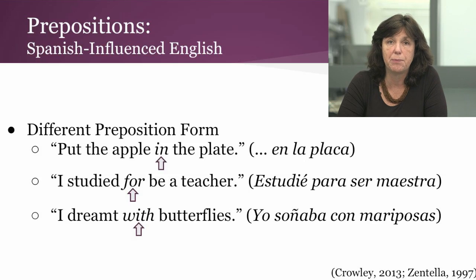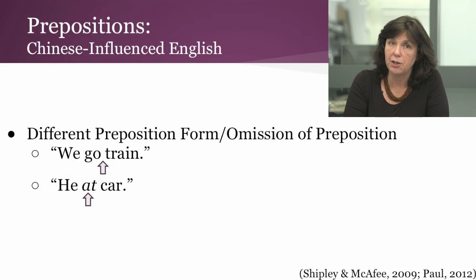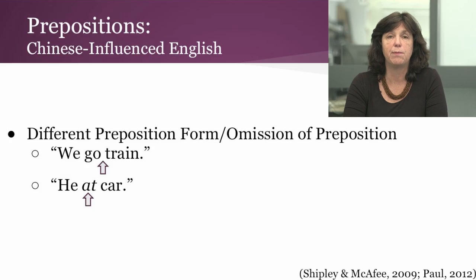Remember, these uses of prepositions are grammatically correct in these dialects. In Chinese-influenced English, we can also have different use of prepositions and omission of prepositions. In Standard American English, one might say, we go by train. In Chinese-influenced English, however, it's grammatically correct to omit that preposition and say, we go train. Similarly, in Standard American English, one might say, he's in the car.